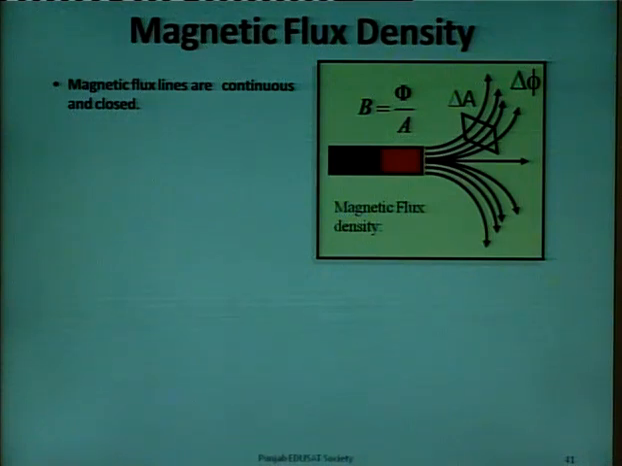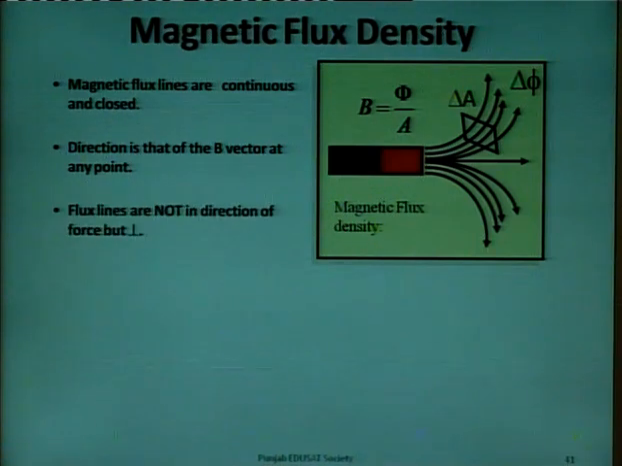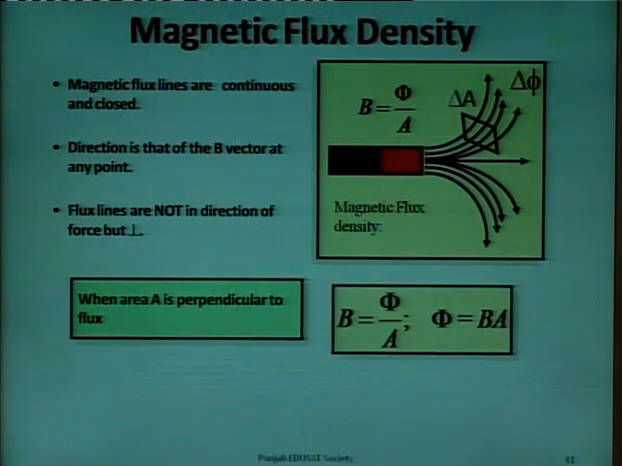The magnetic flux lines are continuous and closed. Direction is that of the B vector at any point. The flux lines are not in the direction of force, but they are perpendicular. This is when area A is perpendicular to flux.